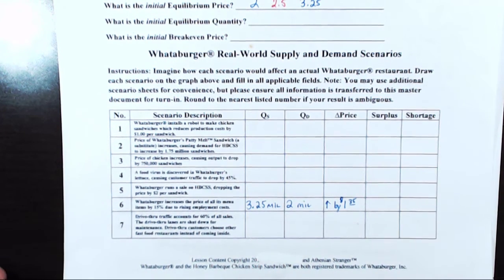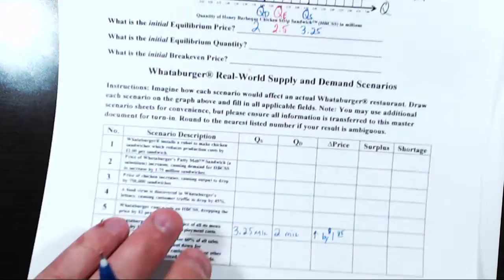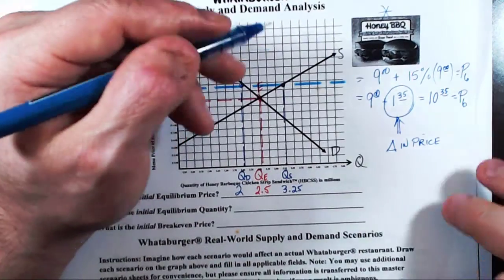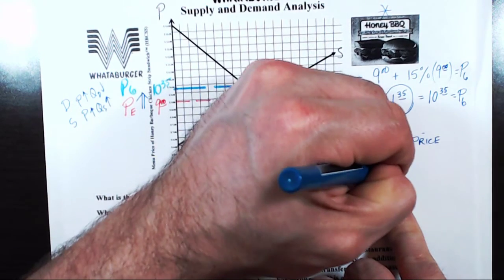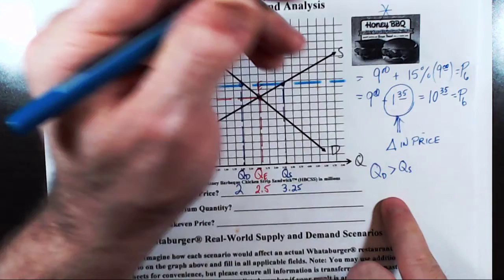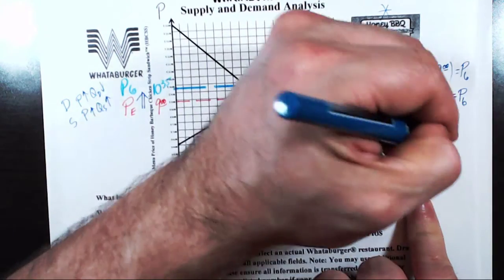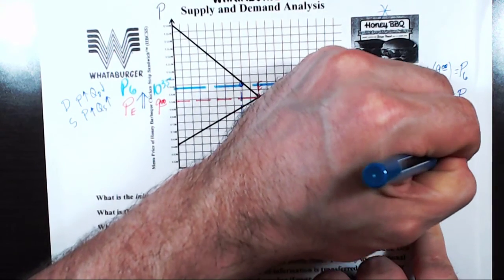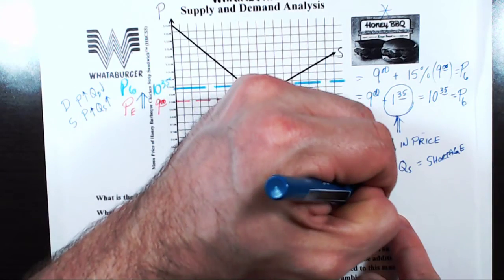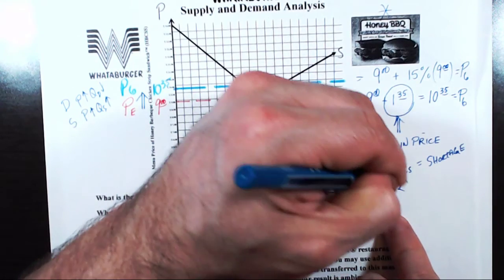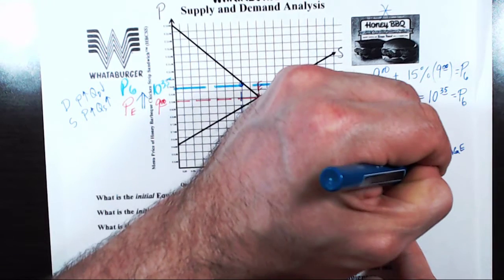Do we have a shortage or a surplus? So I'll try this again. I screwed it up in the last example. But if quantity demanded is greater than quantity supplied, we have a shortage. Okay, that's a shortage because people want more than we have. If the quantity demanded is less than the quantity supplied, we have a surplus.